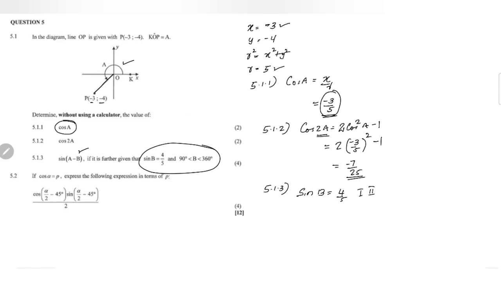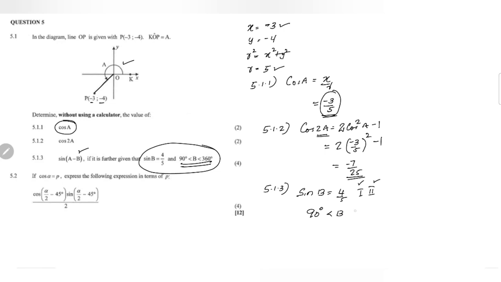According to CAST, you know that. So according to this condition, the angle is either in the first quadrant or second quadrant. Two quadrants are there, which is impossible. We need to know a single quadrant, isn't it? For that, go to the next condition. What is the next condition? This one: angle B must be in between 90 and 360.